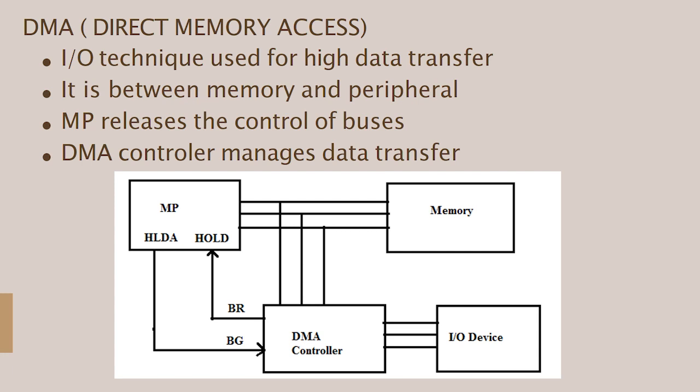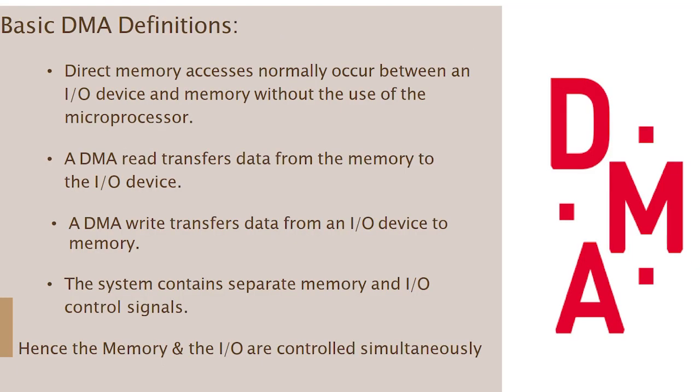This concept is used in order to reduce the microprocessor's functions. Now we are going to see the basic definition. Direct memory access normally occurs between input-output devices and the memory. We are not going to use the microprocessor. Transferring data between memory and input-output devices without the use of the microprocessor is called DMA, that is, direct memory access.